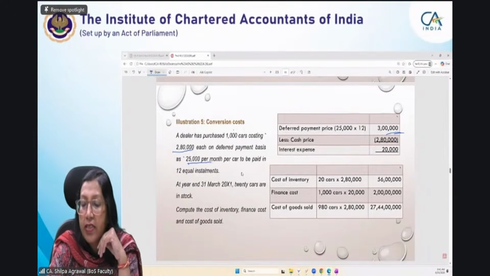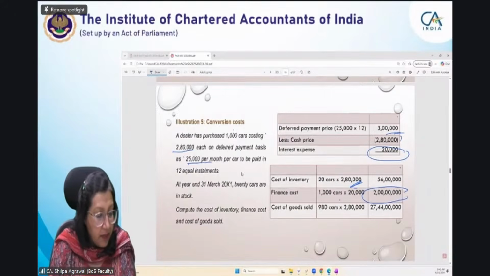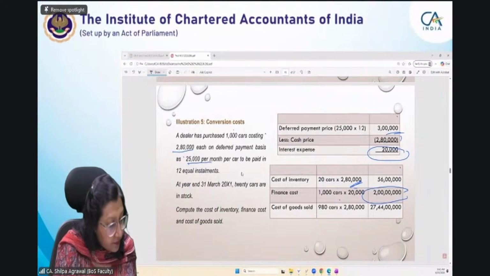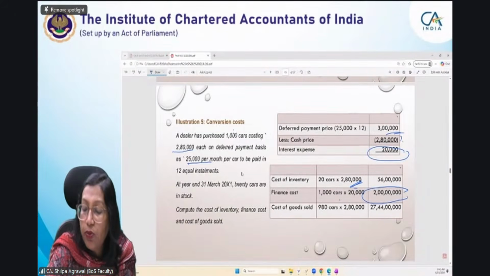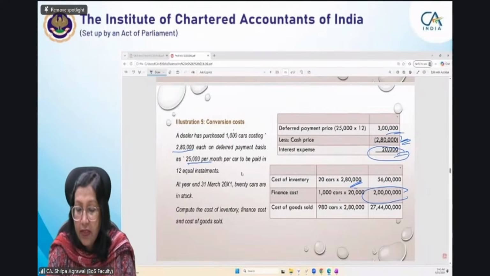So what is the expense involved here? 20,000. So the cost of inventory will be from the cash value only. And that finance cost, for 1,000 cars, the value will come to 2 lakhs. And what will be the cost of goods sold? The cost value is this only, 2,80,000. This finance cost will not be forming part of the cost of the asset.